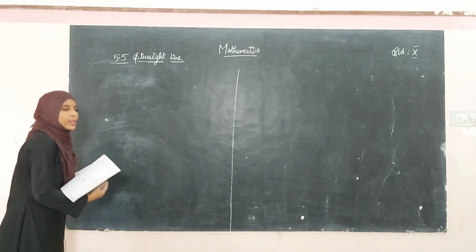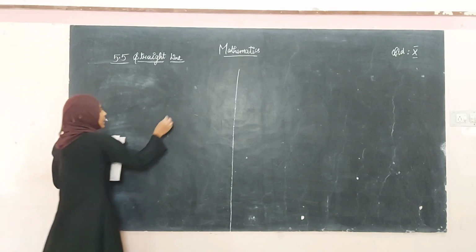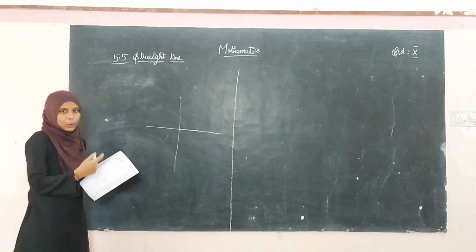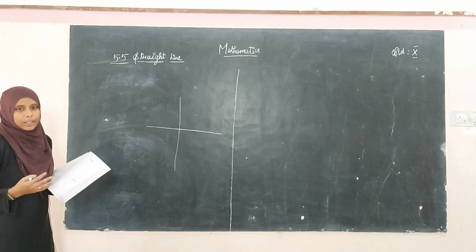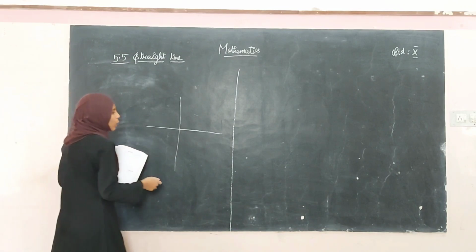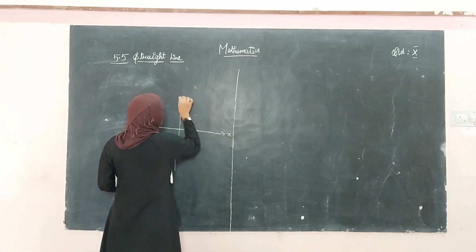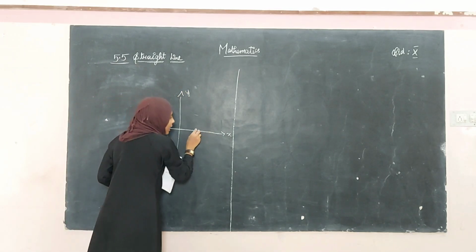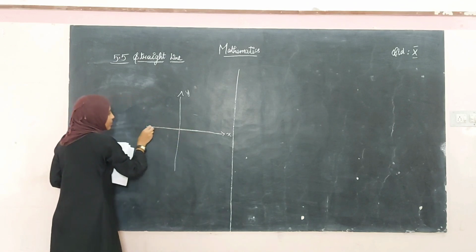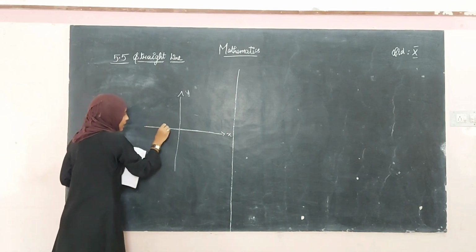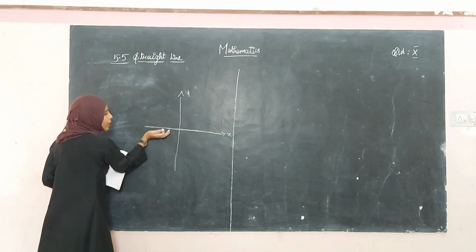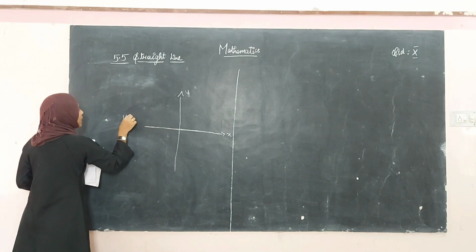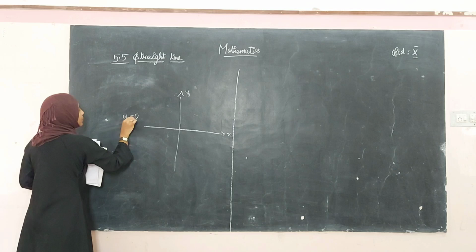Now, the equation of the coordinate axes. We know in a two-dimensional space, in a graph, there will be two coordinate axes. This is the x-axis and this is the y-axis. If we want to write the equation of this straight line, this x-axis is a straight line, right? So the equation of the x-axis is y equal to 0.